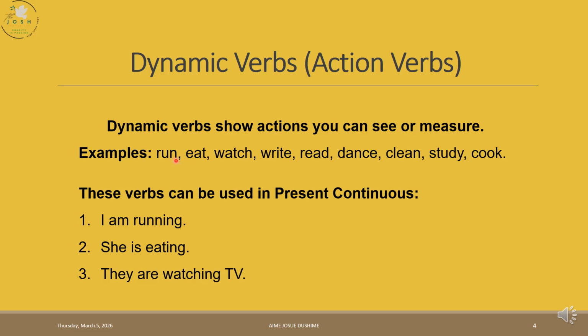Simple examples, quick and easy: run, eat, watch, write, read, dance, clean, study, cook. These verbs can be used in present continuous. I can say I am running, she is eating, they are watching TV, and so on. You see, I can put them into the present continuous: running, eating, watching, writing, reading, dancing, cleaning, studying, cooking, and it's okay.